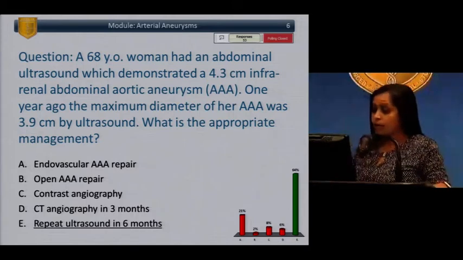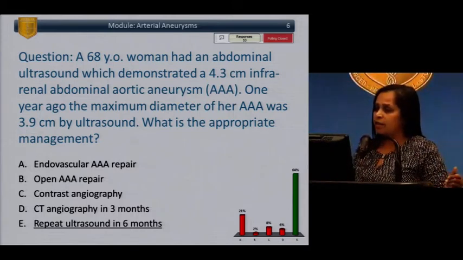The correct answer is E, a repeat ultrasound. This is an aneurysm that's still relatively small but has grown, and so it's appropriate to continue to follow it carefully.